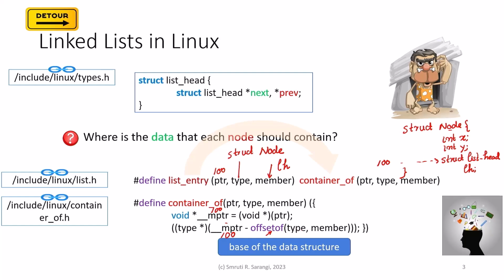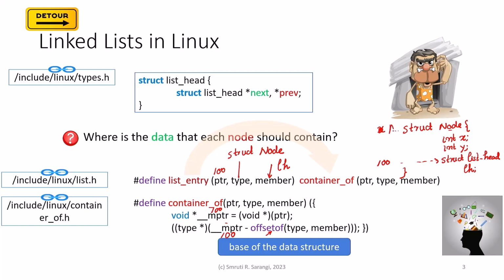Offsetof is the offset of the member in the type. What is the member? LH. Okay, what is its offset? If the starting address of node is, let's say, something, with respect to that starting address, where is the member LH stored? If you see, int X is stored at the address of node, Y is stored at address plus 4 because X is 4 bytes, and LH is stored at address plus 8.